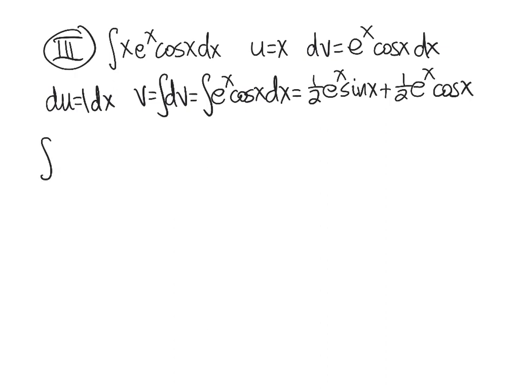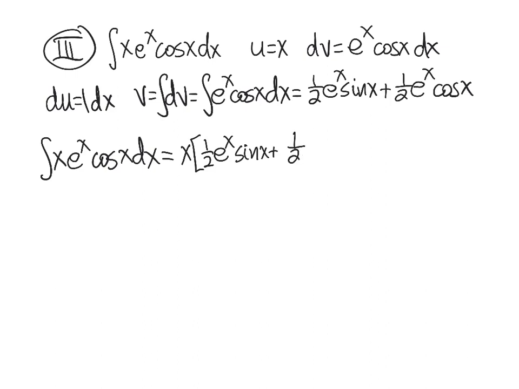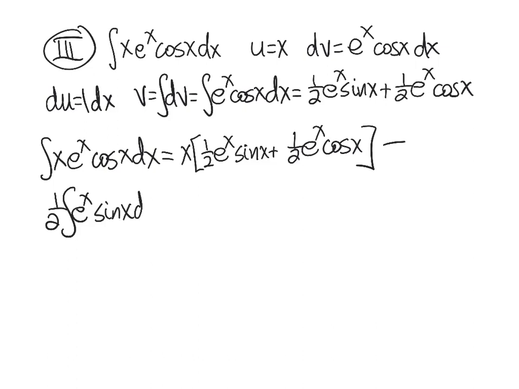And so now the integral of x e to the x cosine x is u times v, or x times 1/2 e to the x sine x plus 1/2 e to the x cosine x, minus the integral of v du. Since v has two parts, it'll be minus two integrals. First one is 1/2 the integral of e to the x sine x, minus 1/2 the integral of e to the x cosine x, which we already did in part 1 and part 2.